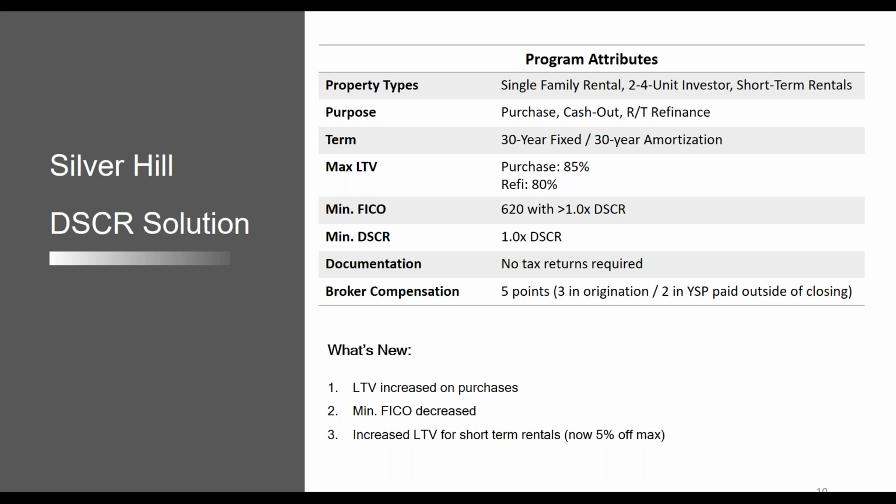And we do allow some properties with short-term rentals. So folks in the Northeast, I use the example of the Jersey Shore. You have a lot of short-term rentals at the beach, down the shore, as they like to call it in this region. And we will take just 5% off the maximum LTV. So those properties actually we hadn't done in the past. That is new for us. So folks that have maybe floated a short-term rental property our way, there are instances where we will do them.